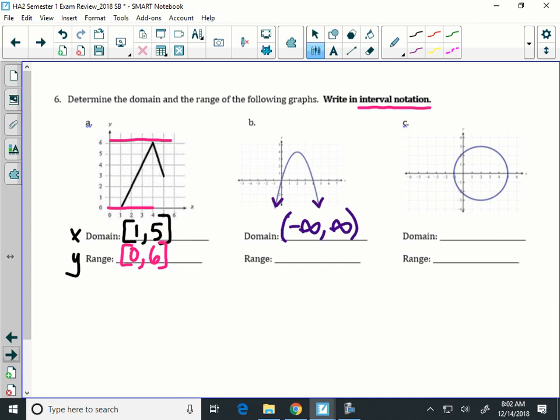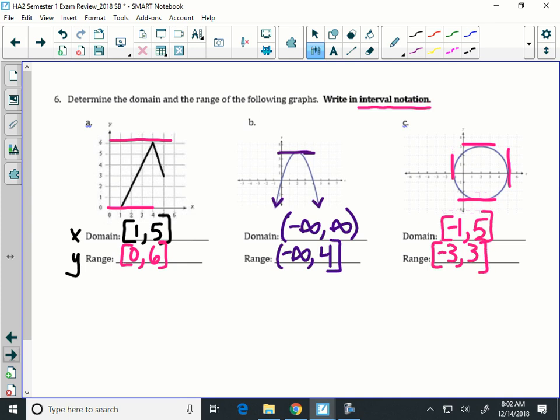Whereas your range works bottom to top. So on the bottom, we're starting at negative infinity, and we only go up to 4. There is a value at 4, so you put a square bracket. On C, our leftmost x value is at negative 1. The rightmost x value is at 5. So you put square brackets on both of those. The range bottom to top goes from negative 3 here all the way up to positive 3. And there's a little bit of review of domain and range from a graph.